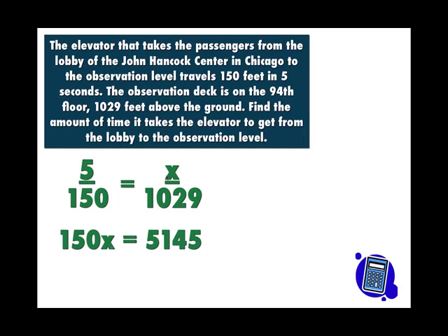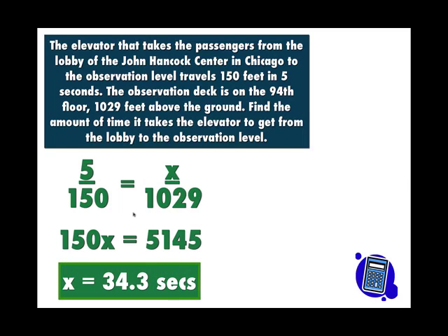When we do the cross multiplication, 150 times x gives us 150x, and 5 times 1,029, this is where your calculator comes in handy, although I've done the work for you, is 5,145. Now again, I wouldn't want you to spend your time doing this by hand. This is calculator math. So we divide both sides by 150, and rounded, we get 34.3, and that's in seconds because we were looking for time.